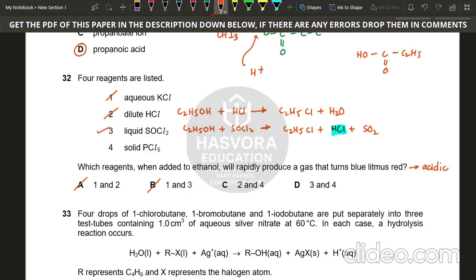And then for the PCl5, what happens is that C2H5OH will react with PCl5 to form C2H5Cl plus HCl plus POCl3. So it also forms HCl. So this will also be your answer. You just need to remember these equations. So D will be your answer, 3 and 4.